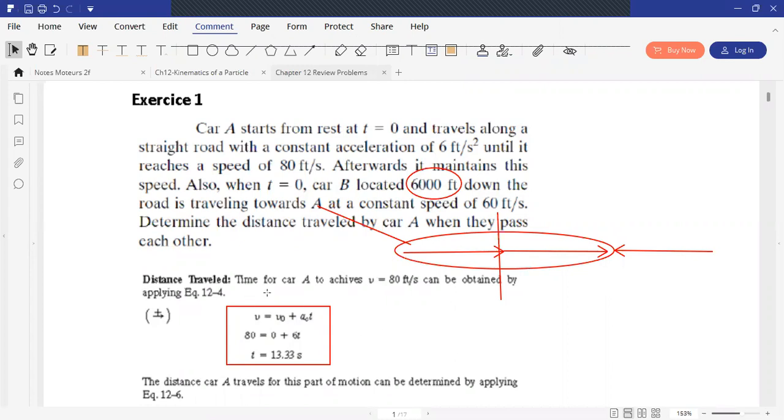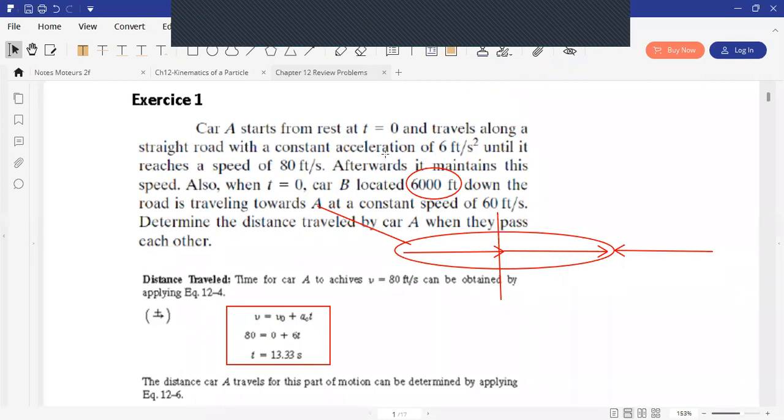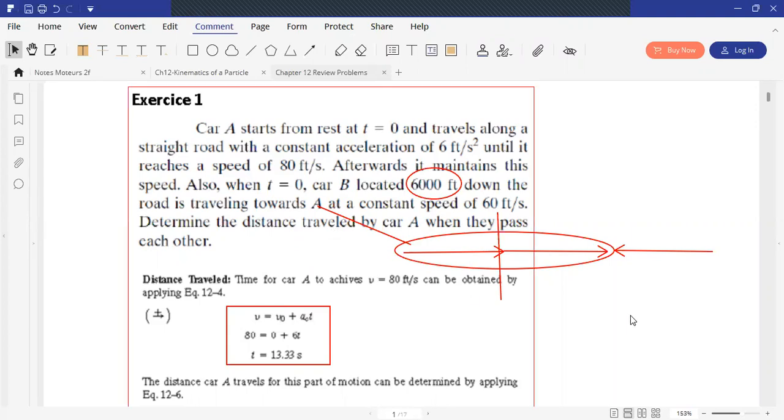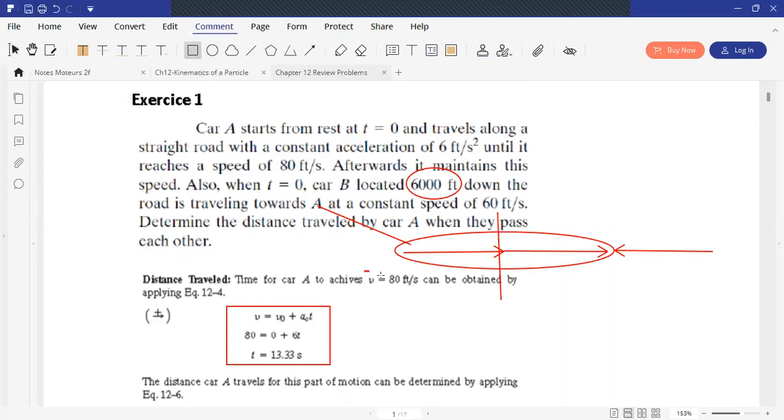Now, during phase 1, they said that the acceleration is constant. When you have constant acceleration, you can use the equation of constant acceleration, which is v equals v0 plus constant acceleration times t. Now, at the end of this phase, the velocity will reach v equal to 80 feet per second. So this is a boundary condition for phase 1.